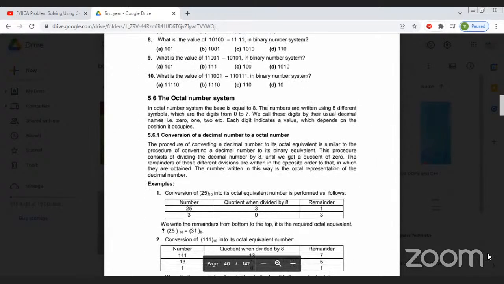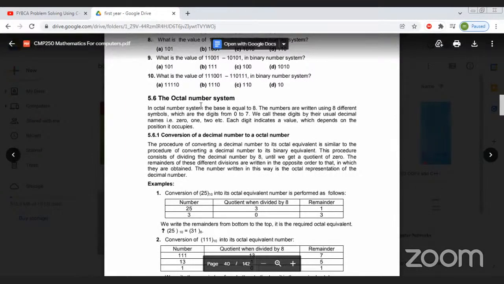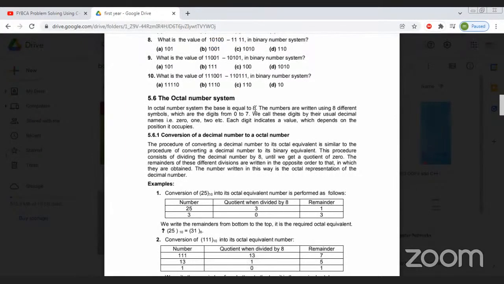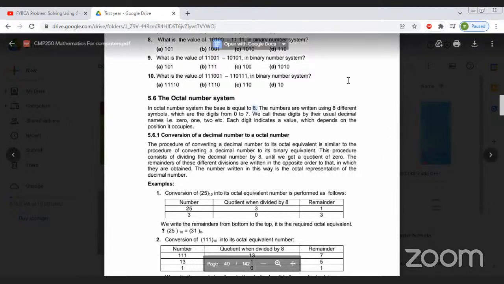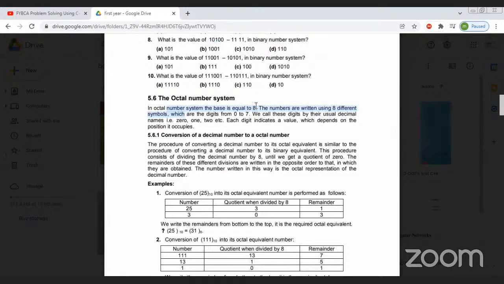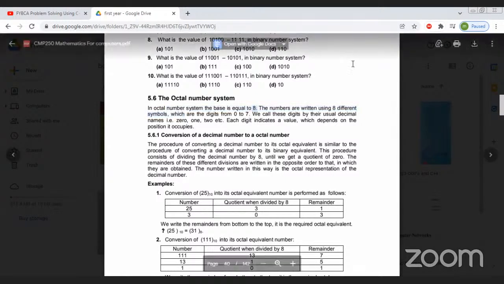Now the octal number system. Octal, I told you. Octal means the base value for it will be 8. So whatever multiplication or division you are going to do, here your divisor will be 8. Here the digits are from 0 to 7. See, we started with 2 because it was the binary number system, so it started from 0 and 1. Only 2 digits were included.